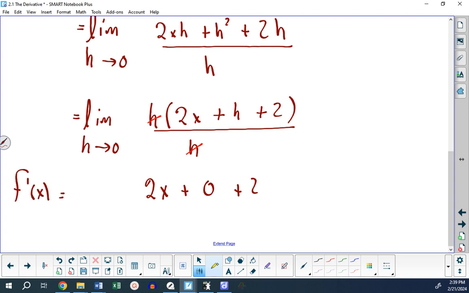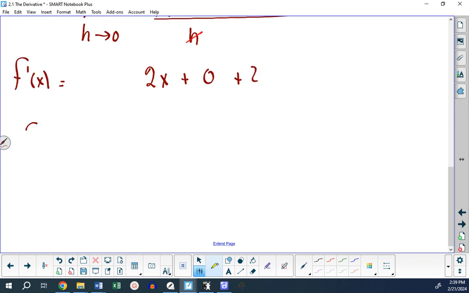And you don't have to write f prime of x equals all the way down. You do have to write limit, limit, limit. But f prime of x is equal to 2x plus 2.